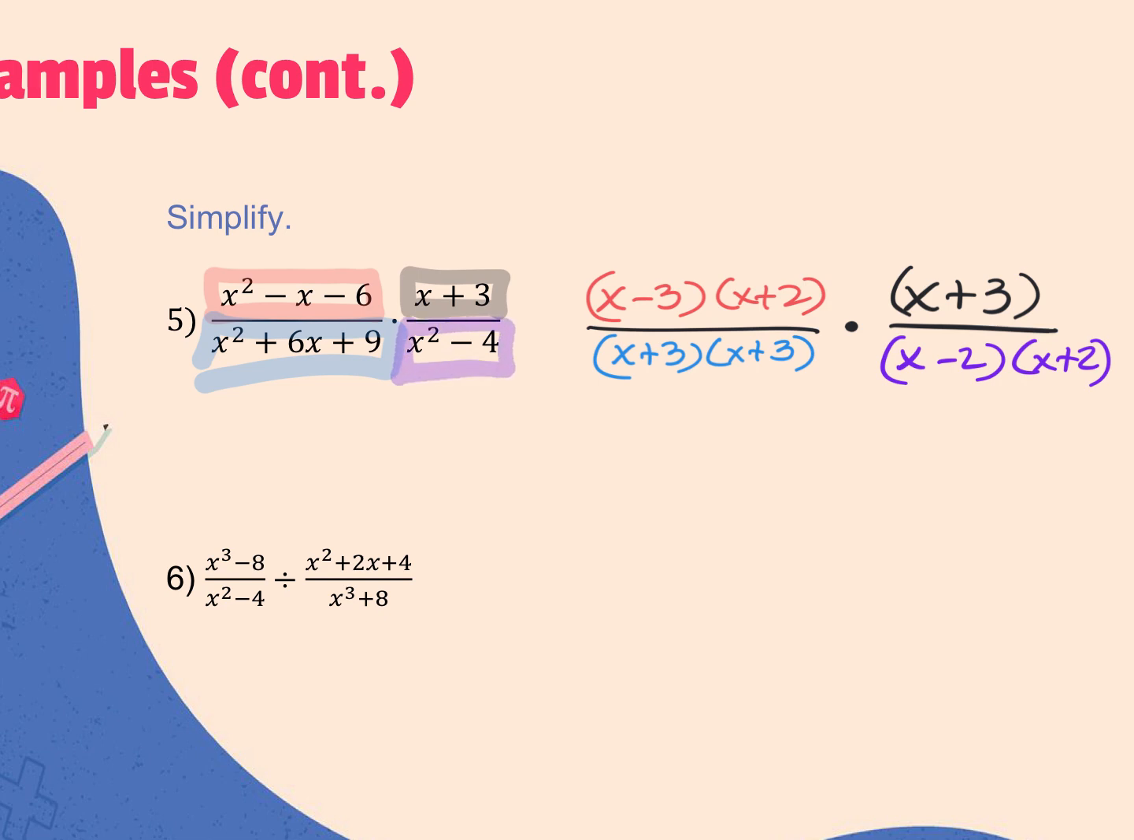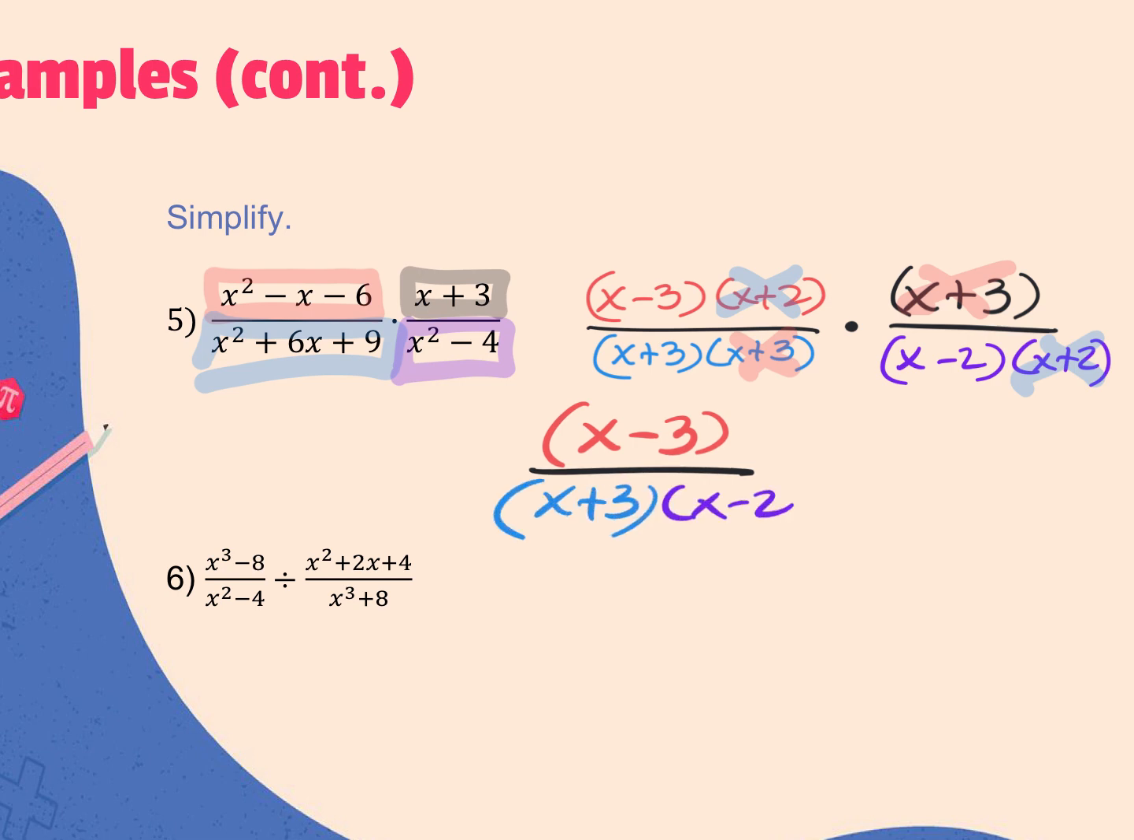So now I start to look for things that will simplify. So notice I've got an x minus 3. No, I do not. But I have an x plus 2 that I can cancel with over here. And then I also have an x plus 3 that I can cancel over here. Nothing else will cancel. So I have the red x minus 3 in the top. And then I have a blue and a purple one left behind in the denominator. And you're done.